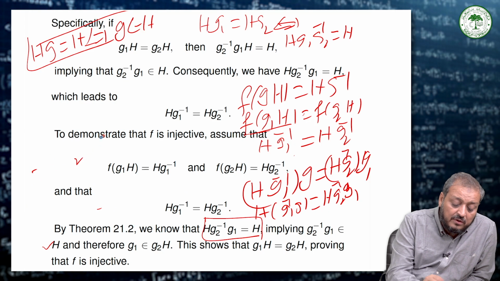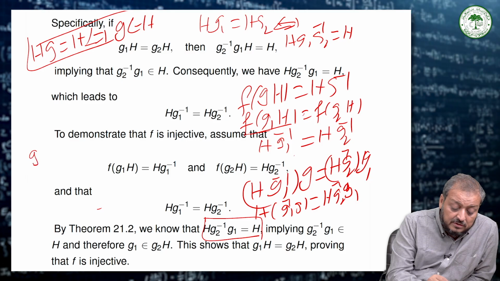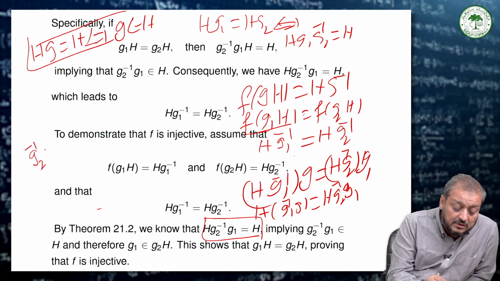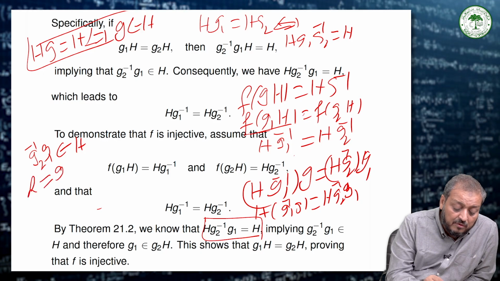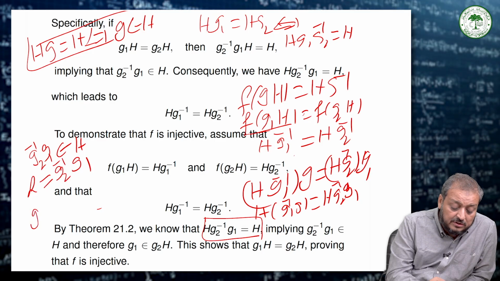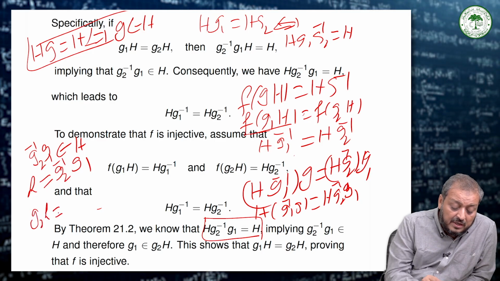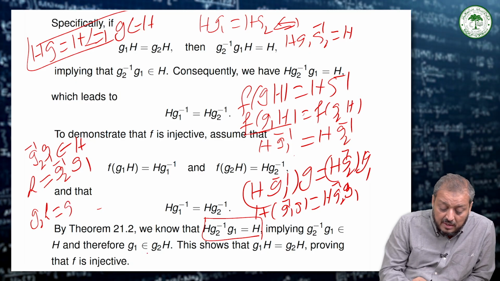So we just write it in this form. If we have g2 inverse g1 as an element of H, then there exists some h, and h can be written in the form g2 inverse g1. Then we write g2h can be written simply like this.